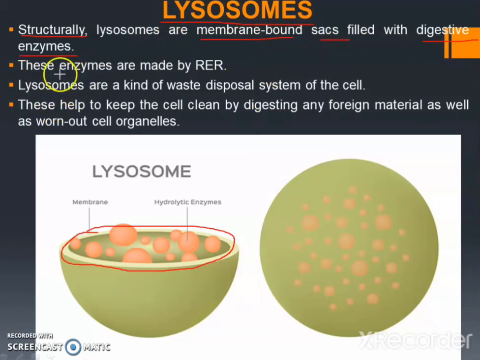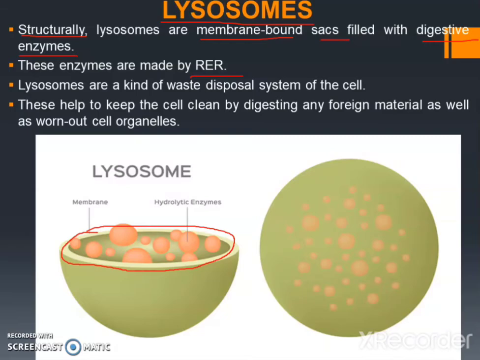Okay, and where are these enzymes made? These enzymes are made in the rough endoplasmic reticulum. Hope you remember what we learned in endoplasmic reticulum. We told that some of the proteins will act as enzymes also. So these enzymes are made by the rough endoplasmic reticulum.